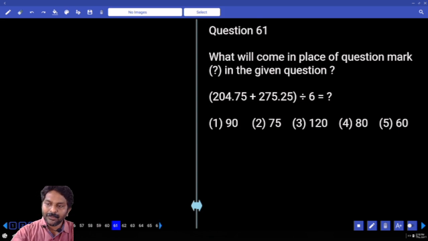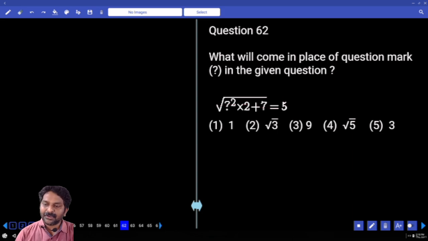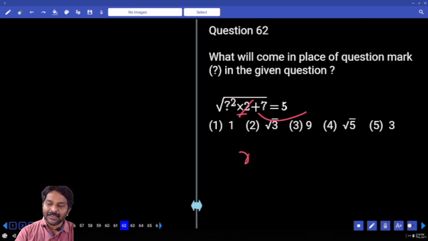Right. Now, 0.25 added to first number, how much it becomes? 205. 205 plus 275. 480 by 6. 80. Squaring on both sides. Right hand side number. 7 goes to the other side. 18. 2 cancellation in 18. X square is equal to 9. X is equal to?